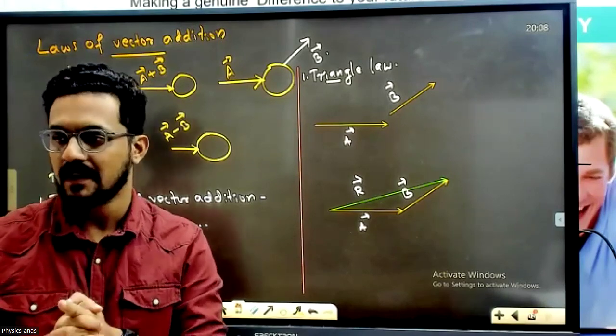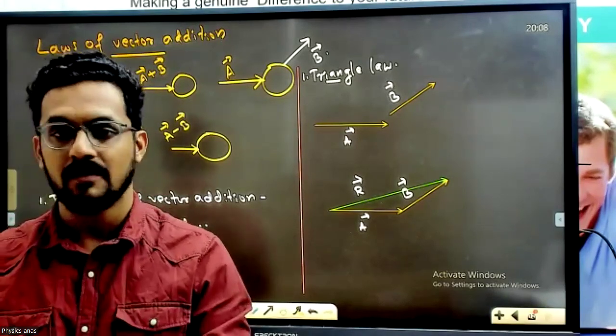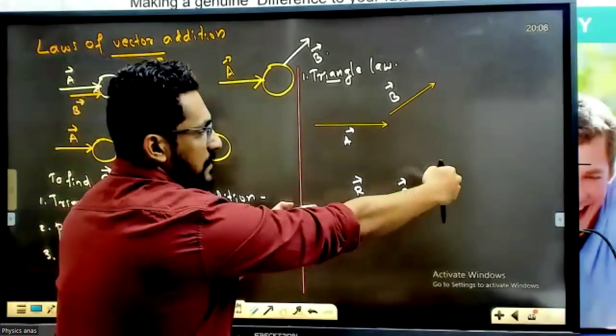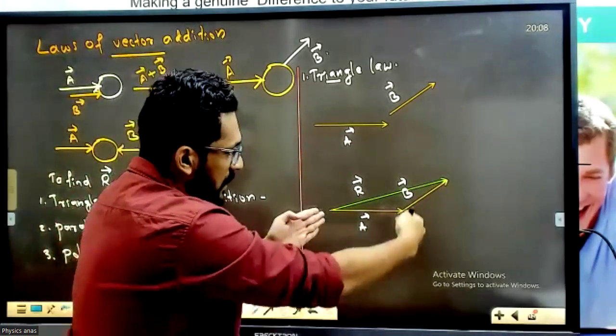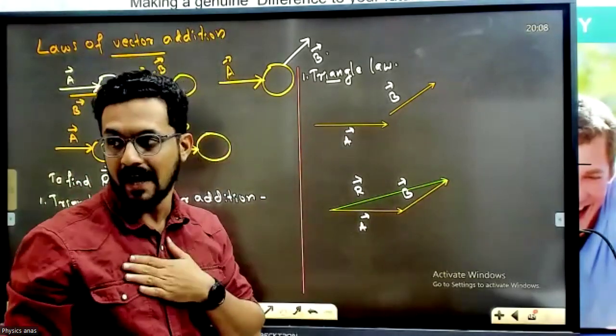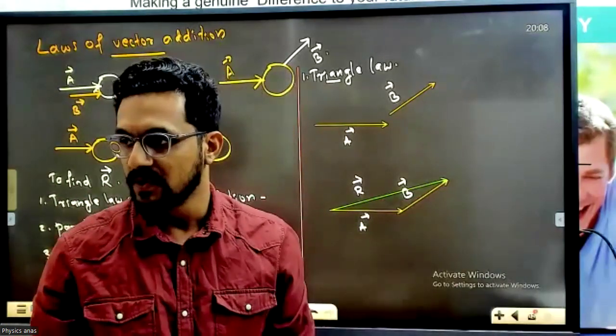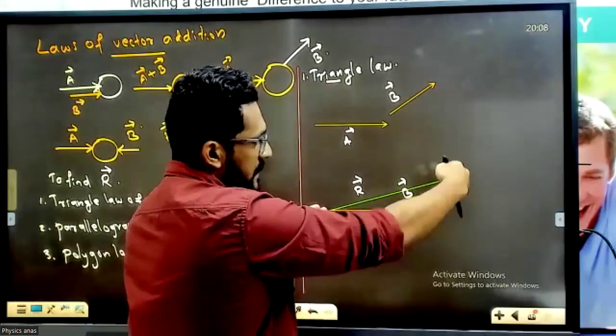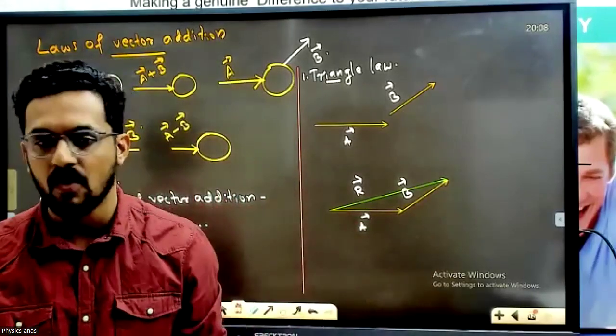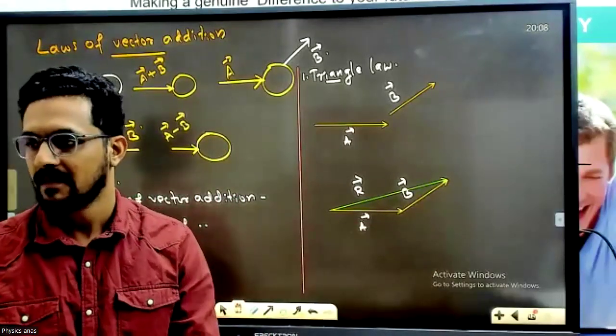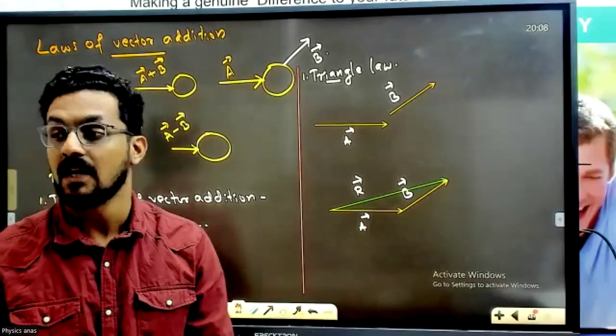And how much force will be on that ball? This much force will be on the ball. I am giving A. Namira is giving B. So the force on the ball will be this R. You got it? That's the triangle law of vector addition.